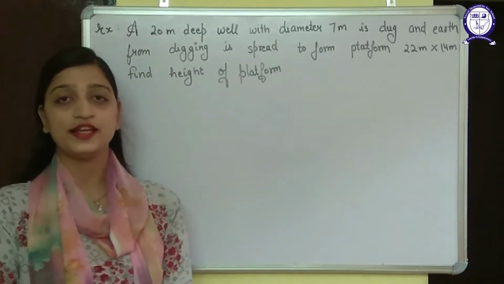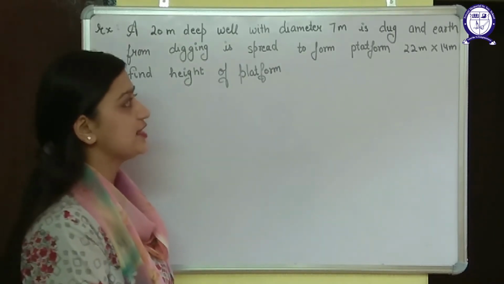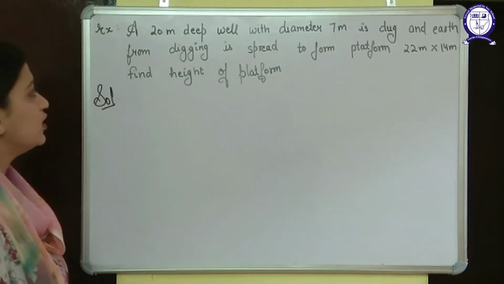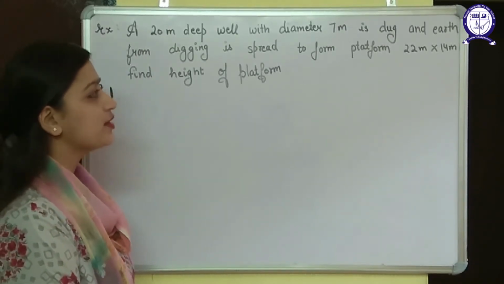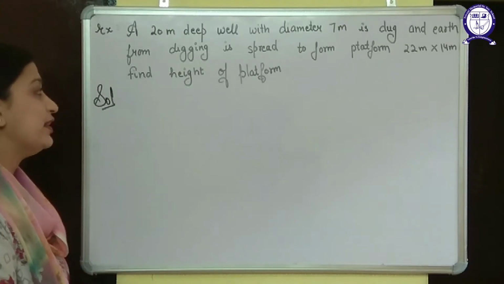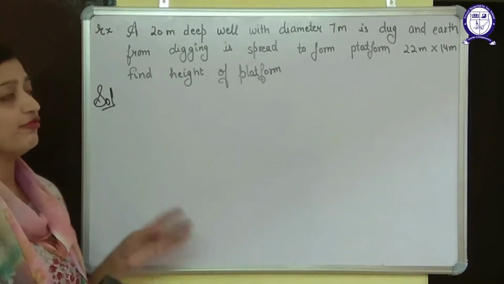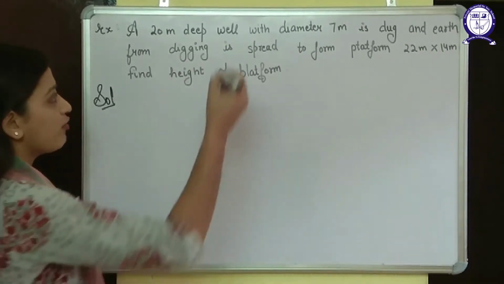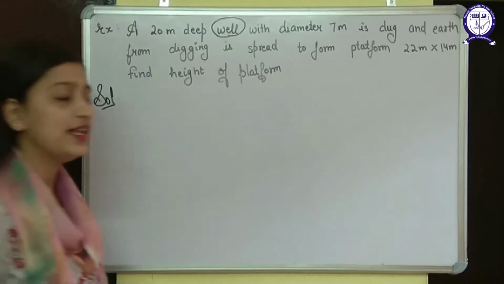Now coming to the second question. A 20-meter deep well with diameter 7 meter is dug and earth from digging is spread to form the platform 22 meter by 14 meter. Find the height of the platform. Now look at the question. A 20-meter deep well. Now what is the shape of this well? Obviously the well is in the shape of the cylinder.